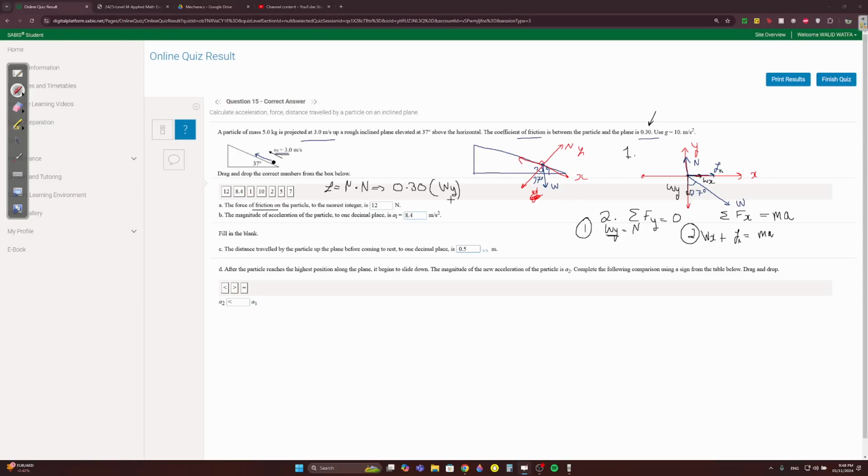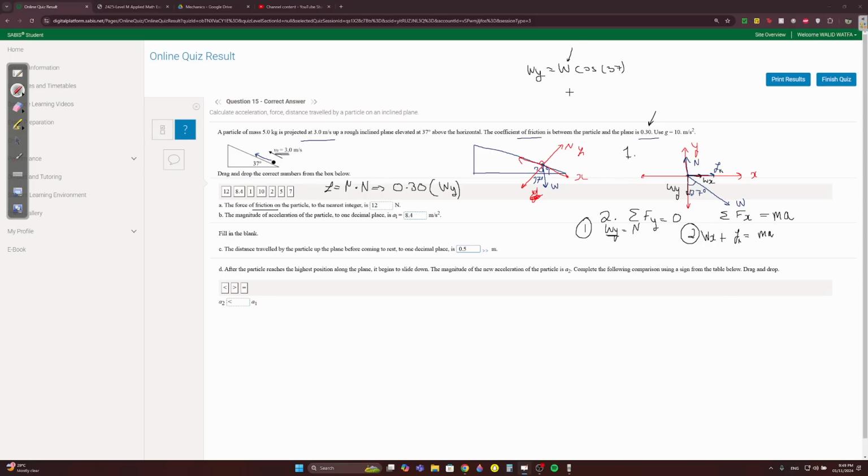Now you're going to tell me, Walid, what is Wy? Wy is the Y component of my weight. How do you find the Y component of a force? Wy is equal to W cosine 37. Why cosine, guys? Because it's with the vertical. This is why I told you earlier, I want you to get used to knowing how to use it when the angle is with the vertical. I don't want you to waste time and do 90 minus 37. So the angle is with the vertical, quickly, W cosine 37.